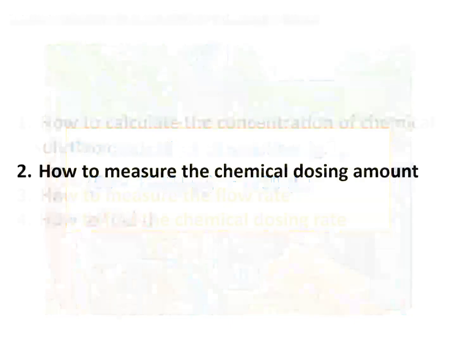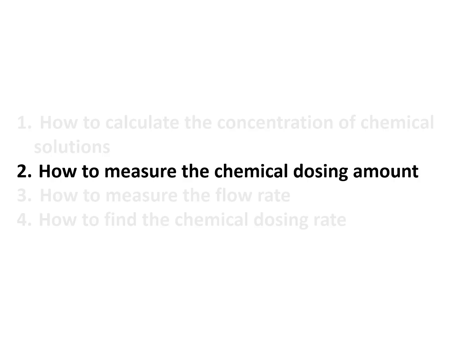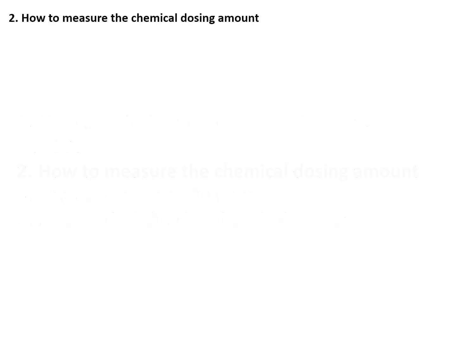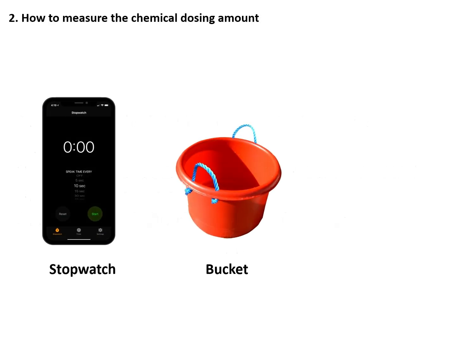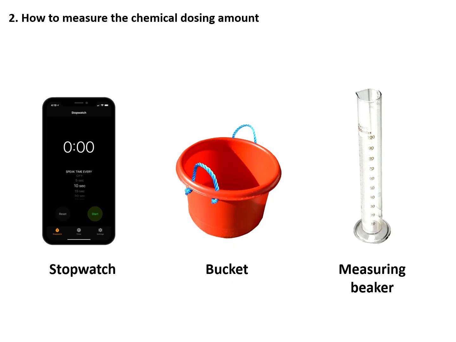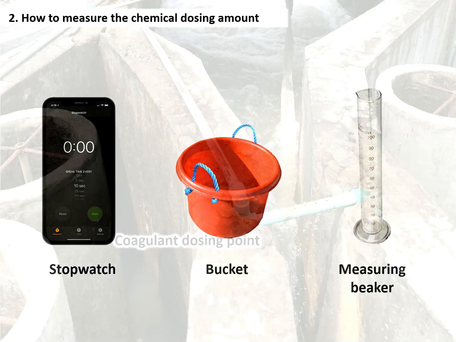In the second part, how to measure the chemical dosing amount. The chemical solution will be dosed at the coagulation point in water treatment plant. Measurement requires stopwatch, bucket, and measuring beaker. To measure how much solution is mixed into water, first, the solution shall be taken with bucket at certain times. Let's set 1 minute in this case, but it can be changed depending on dosing volume and bucket capacity.